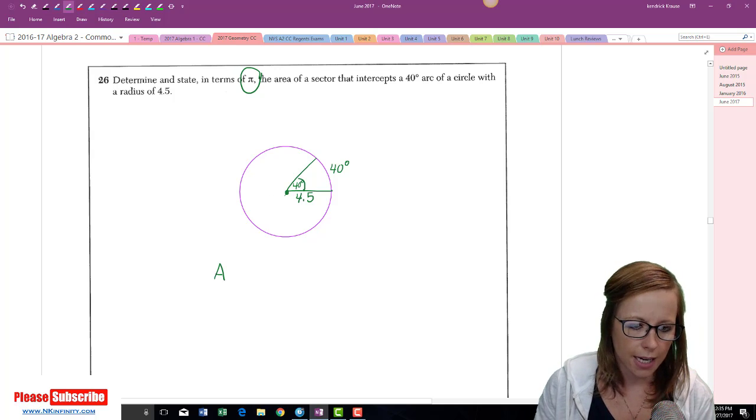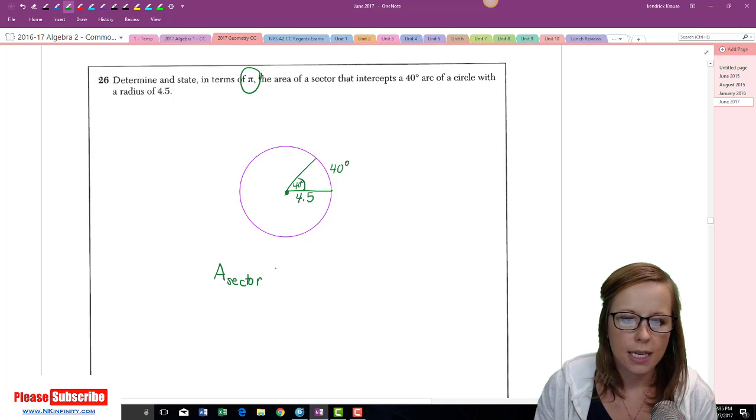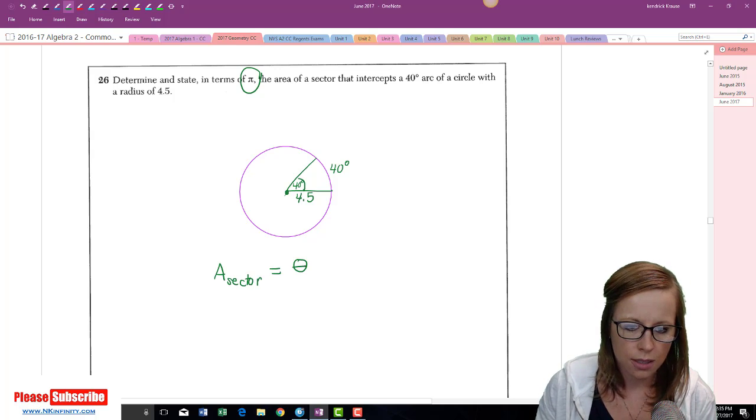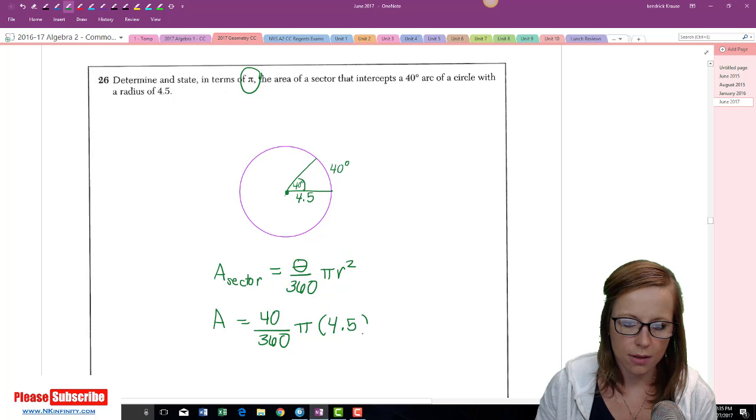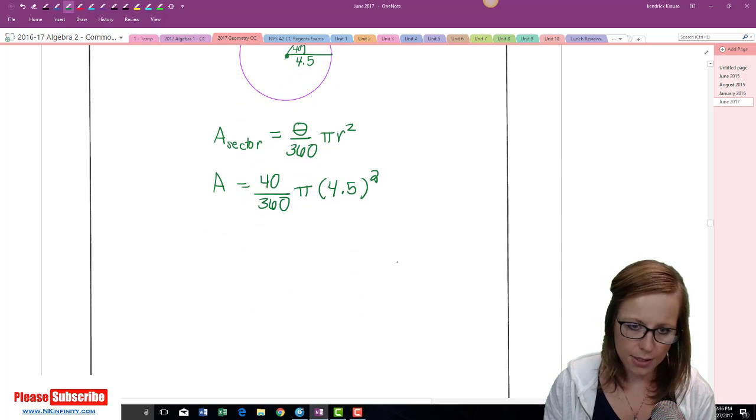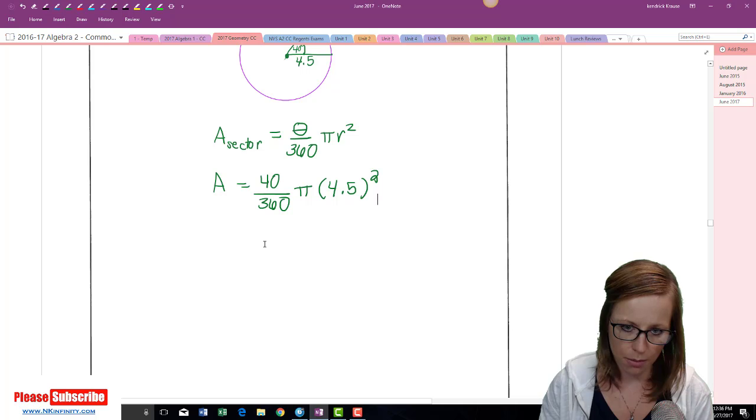So the area of a sector is a fraction of a circle. It's the fraction of the angle out of the 360, right, of pi r squared. So the area is equal to 40 over 360 pi 4.5 squared. It wants it in terms of pi, so that means you just enter all of those numbers into the calculator without the pi.